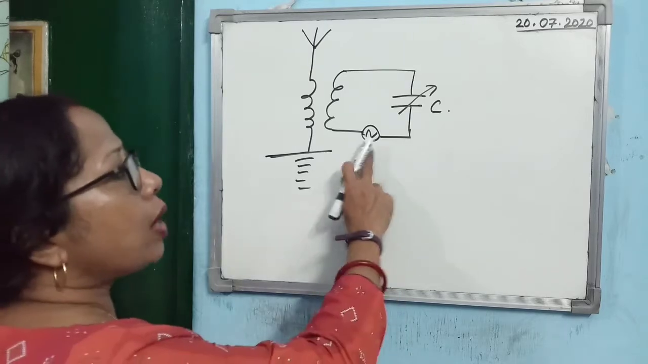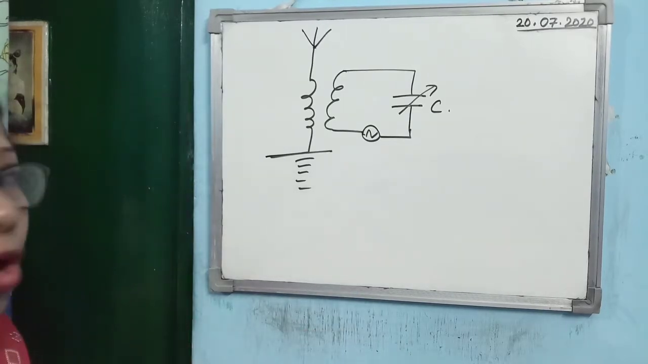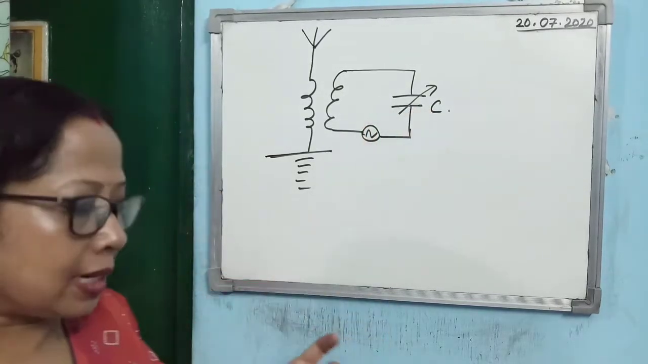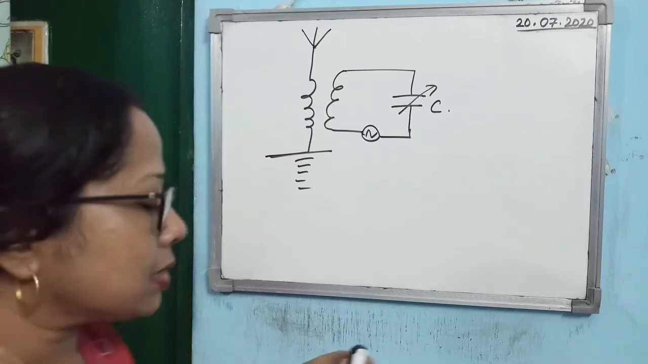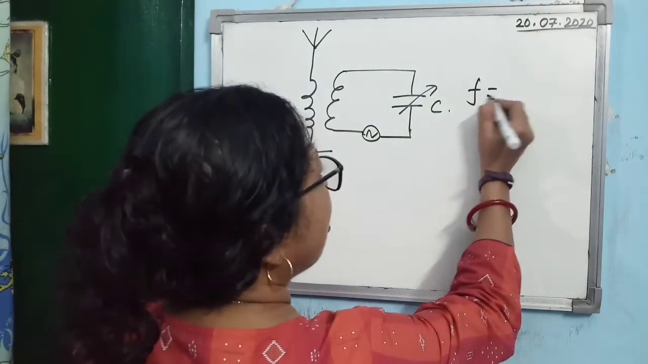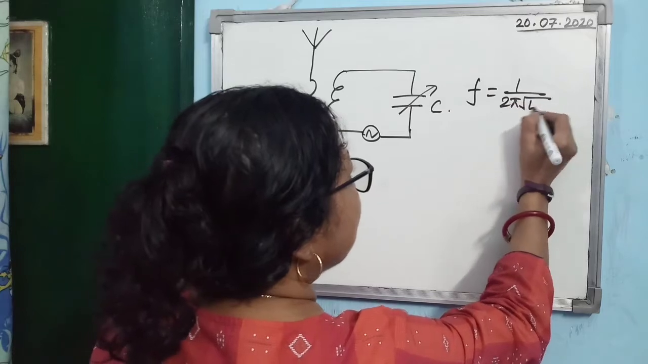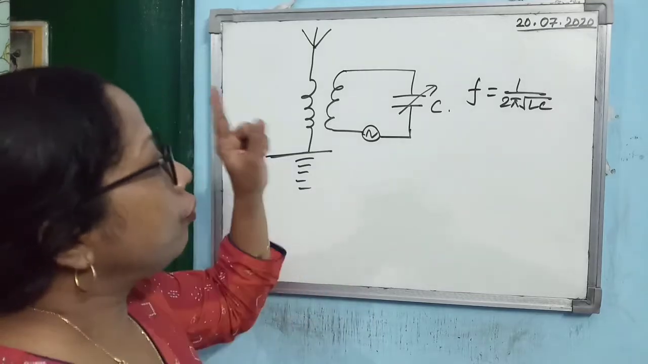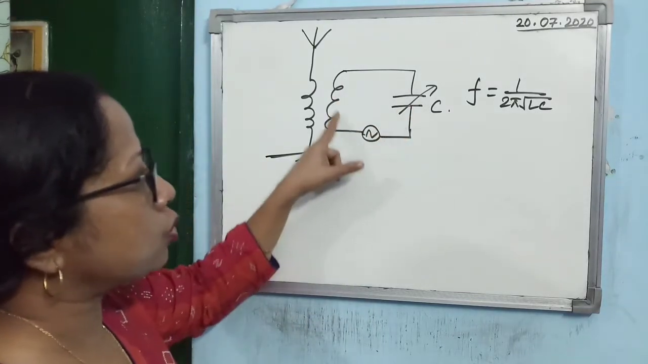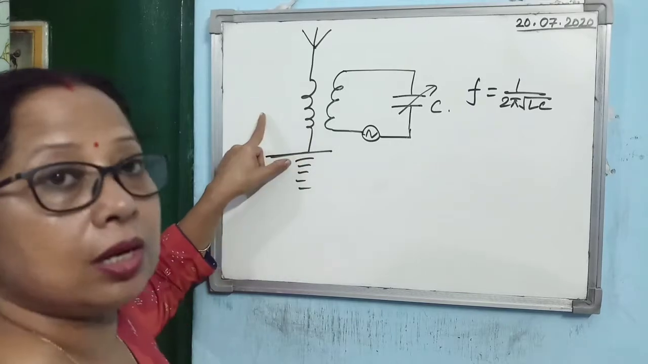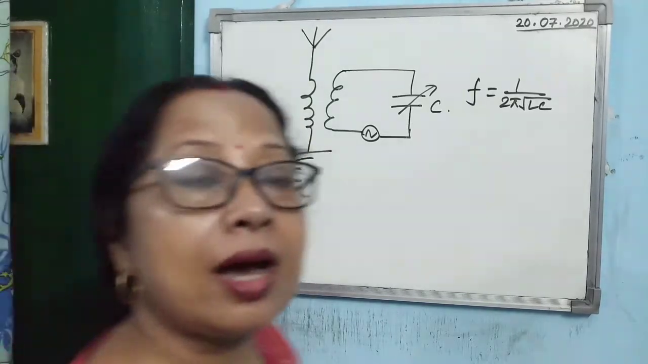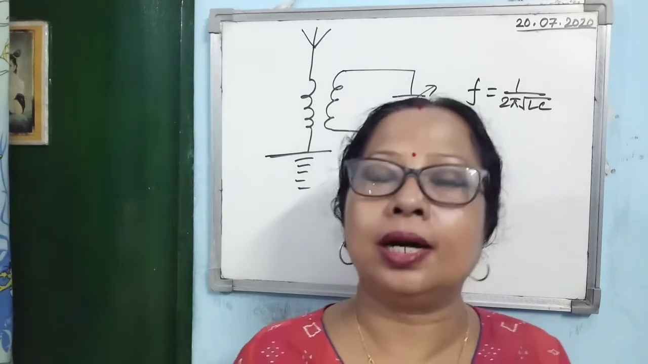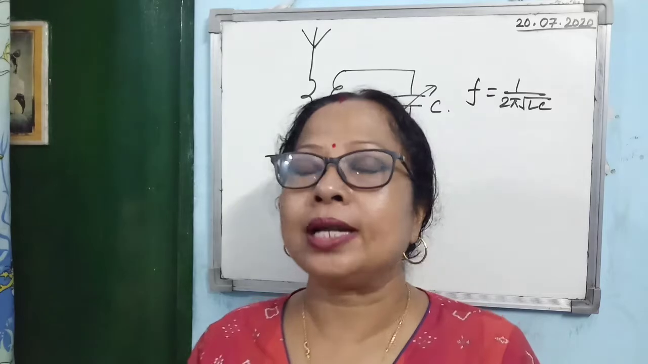When you rotate the tuning knob, you are changing the value of the capacitor. So what is happening? See the resonating frequency, 1 by 2 pi root LC, it is also changing. When the frequency of this LC circuit becomes equal to the frequency of the signal sent from a particular radio station, then what happens?